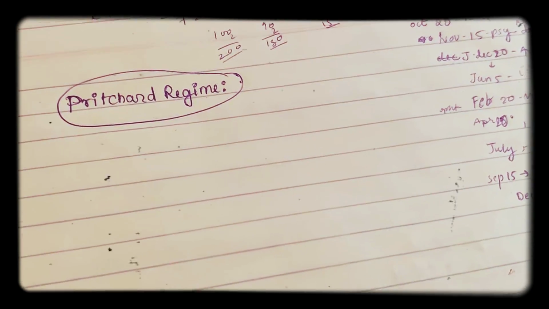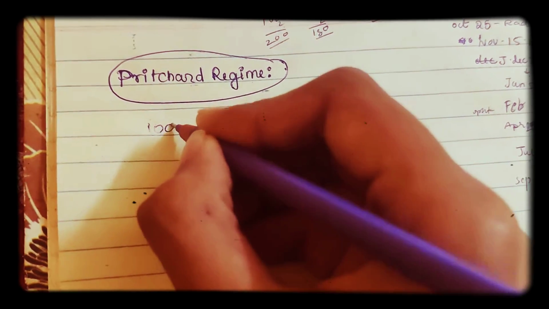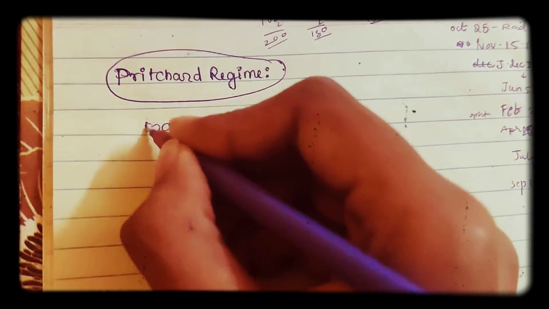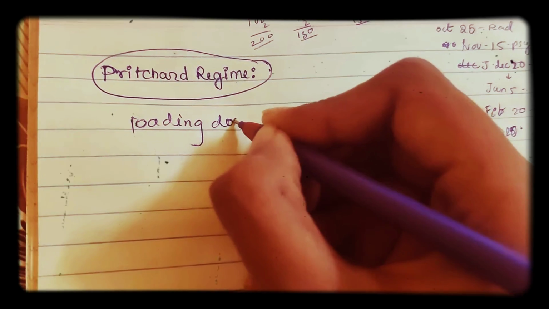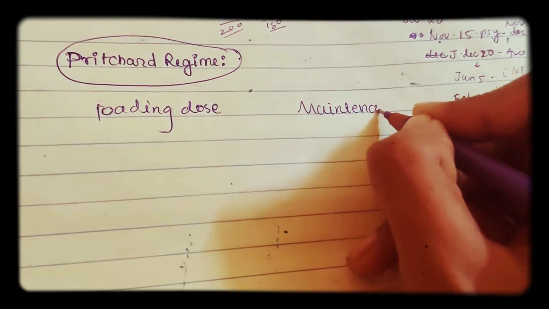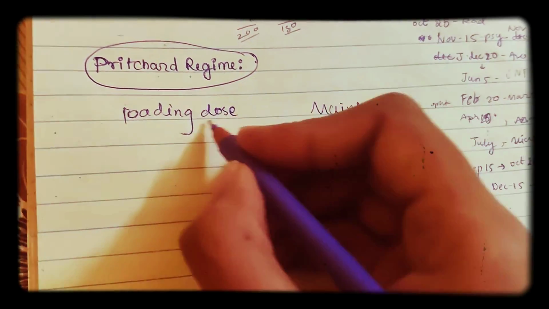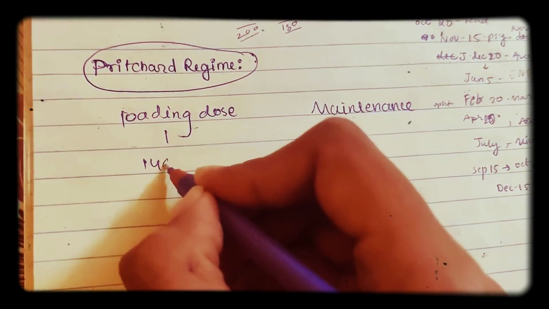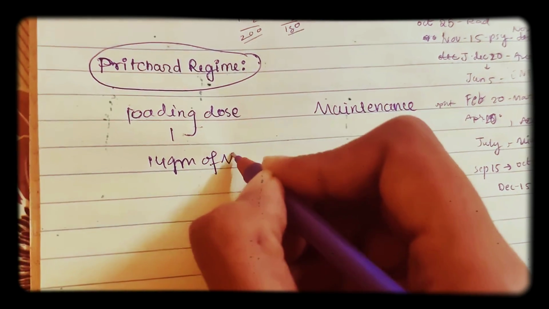In this video we are going to discuss the Pritchard regimen. So what is this? In this regimen you have one loading dose and also one maintenance dose. So what is the loading dose, what is the maintenance dose? Let us see. The loading dose is where 14 grams of magnesium sulfate is given.